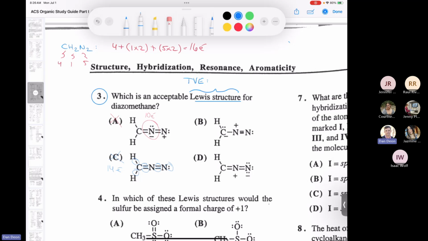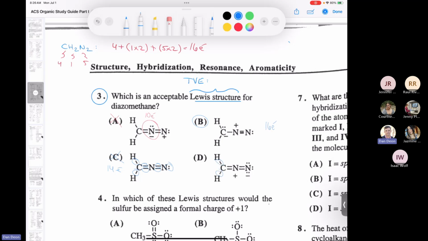If we come to B, let's check. 1, 2, 3, 4, 5, 6, 7, 8, 9, 10, 11, 12, 13, 14, 15, 16. So that looks good. That's 16 valence electrons. And I don't see any other violations in B. But hold the phone. Let's take a look at D.